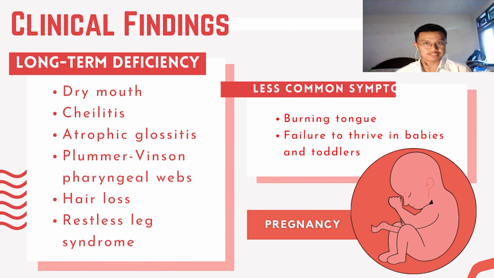In long-term deficiency, some alterations of epithelial cells can be seen, such as dry mouth, cheilitis, atrophic glossitis, Plummer-Vinson pharyngeal webs, and hair loss. In some cases, restless leg syndrome reveals iron deficiency. Burning tongue, usually accompanied by zinc deficiency from malabsorption, and failure to thrive in babies and toddlers are less common symptoms of iron deficiency. They were dominated mainly by the symptoms originating from the primary cause of the IDA.